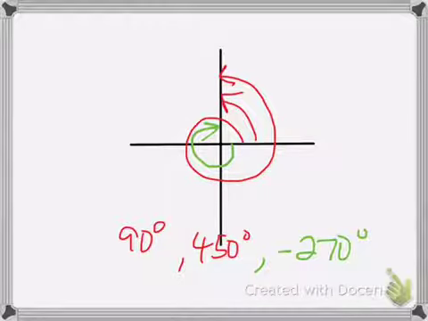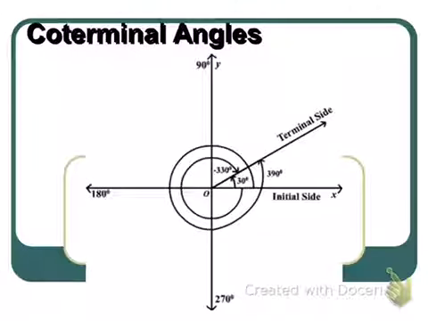All right? Let's look at this example. What are the three angles that are listed here? 30 degrees, 390 degrees, and negative 330 degrees. Right? So what is the relationship between these angles? We've got 30 degrees there, negative 330 degrees, and positive 390. How do they relate to each other numerically?